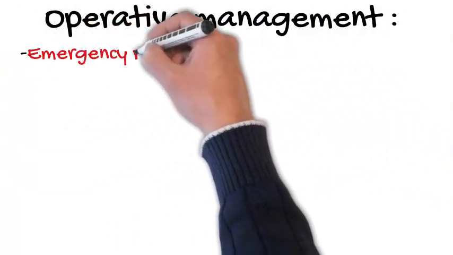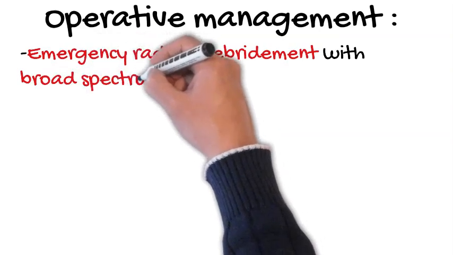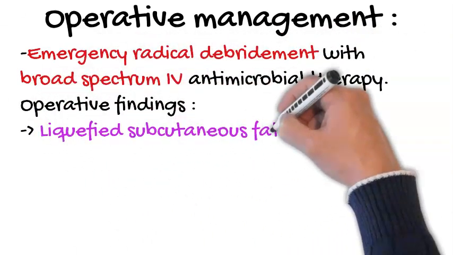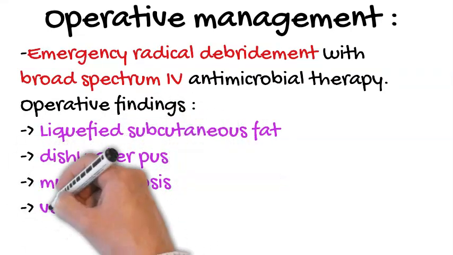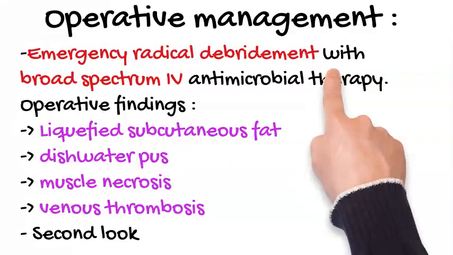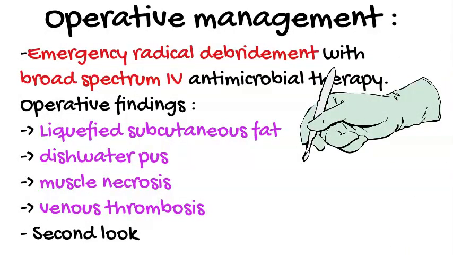Operative management is the mainstay of treatment. Patients need to undergo emergency radical debridement with broad-spectrum intravenous antimicrobial therapy. Operative findings are liquefied subcutaneous fat, dishwater pus, muscle necrosis, and venous thrombosis. In some patients, a second look surgery may be required. The wound needs to be left open for dressing.